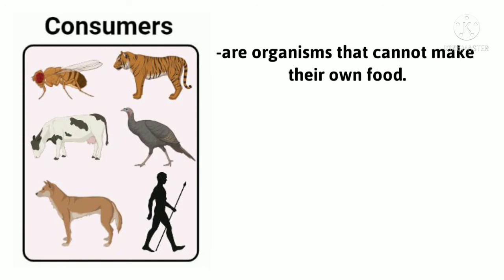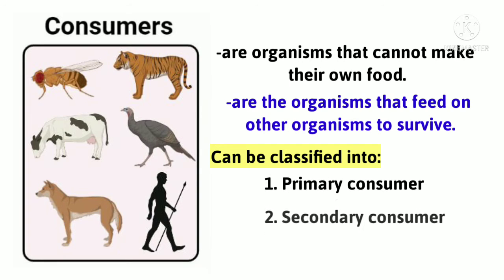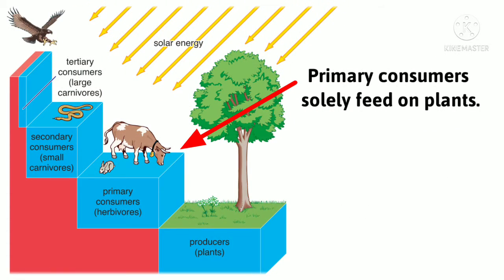Consumers are organisms that cannot make their own food. They depend upon producers for food, like the animals. Consumers are the organisms that feed on other organisms to survive. They consume the food materials prepared by the producers. Depending upon the food habits, consumers are classified into primary, secondary, and tertiary consumers.